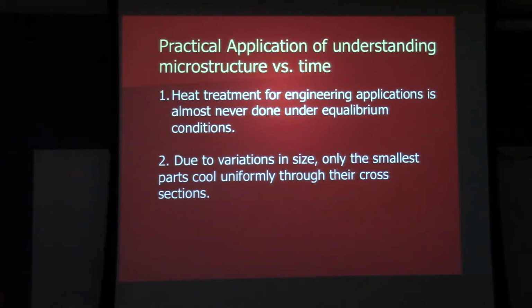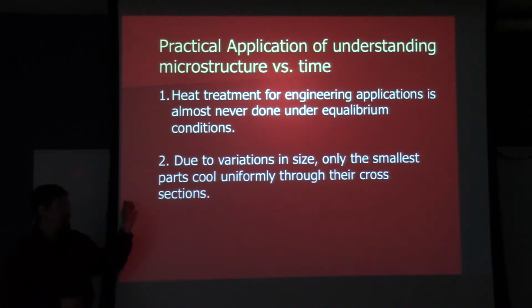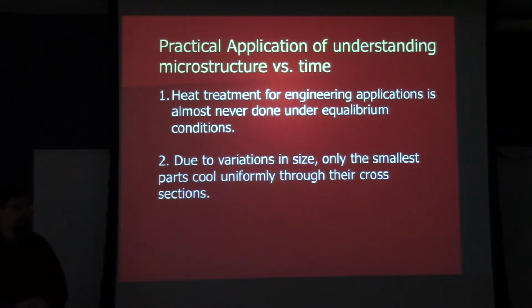But application, heat treatment for engineering applications, is almost never done under equilibrium conditions. So the phase diagram becomes a starting point, a foundation for us, but I almost never look at an equilibrium phase diagram when I'm trying to solve a problem at work. I may, however, look at a TTT diagram. Due to variations in size, only the smallest parts cool uniformly through the cross section. I didn't prove this to you yet with a simulation or data off of embedded thermocouples, but I think it's pretty intuitive.